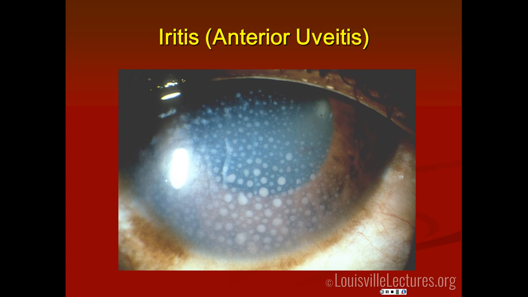These are KP, or keratic precipitates, and with sarcoid you get these large KP, which are aggregates of inflammatory cells, like white blood cells that aggregate. They're called mutton fat KP because they look greasy and stuck on, and sarcoid will have this bilaterally if it's real bad.